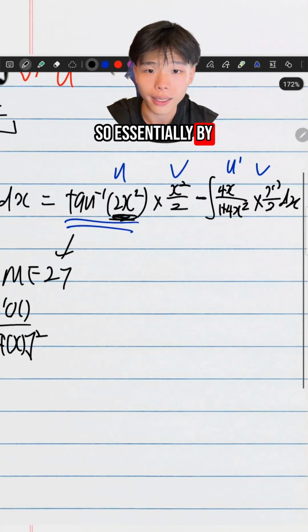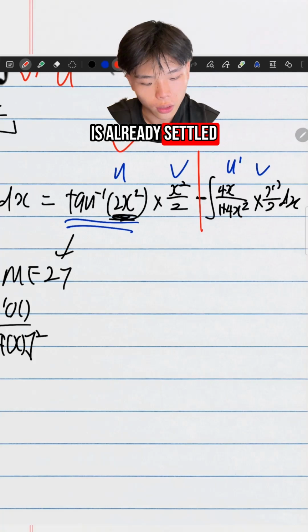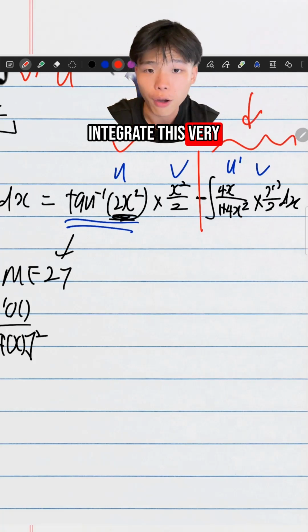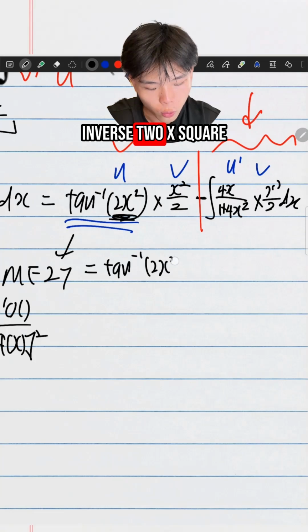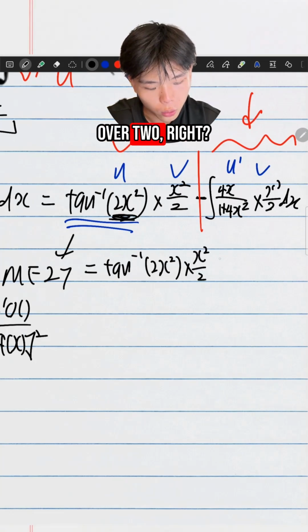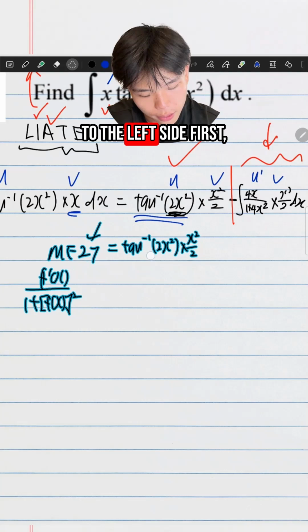So essentially, by integrating by parts, we have solved half of the equation already, because this half is already settled, and all we need to do now is integrate this very simple algebraic expression, which is easily obtainable. So we have tangent inverse 2x squared times x squared over 2. We can just keep that at the side first. I'm just going to shift everything over here to the left side first.